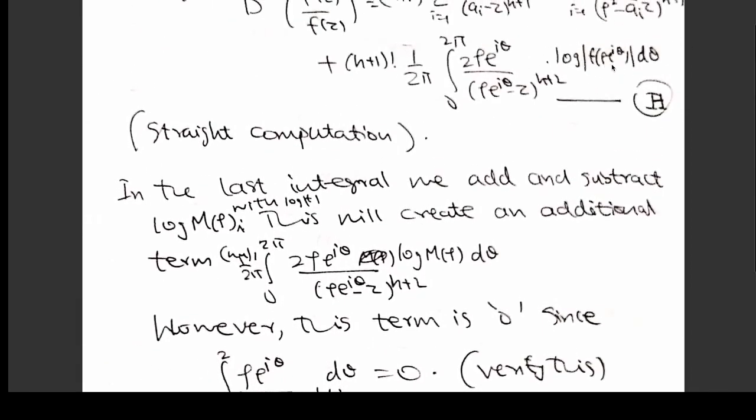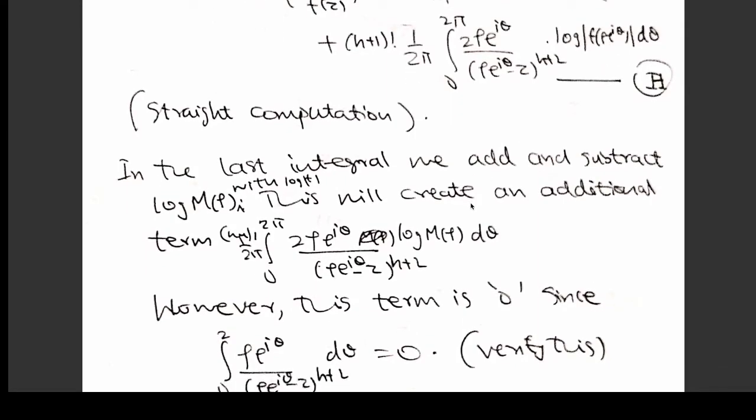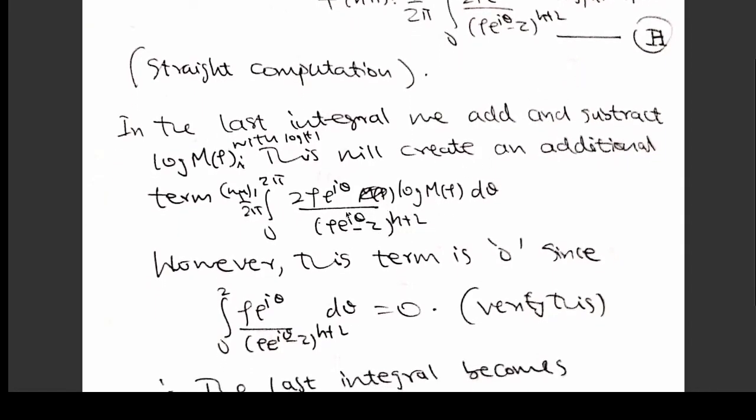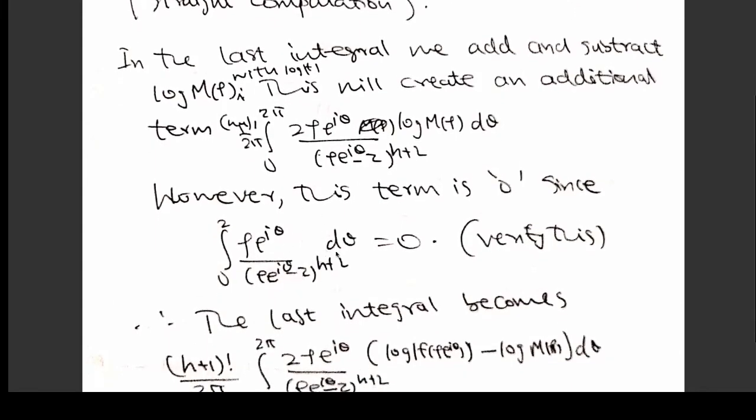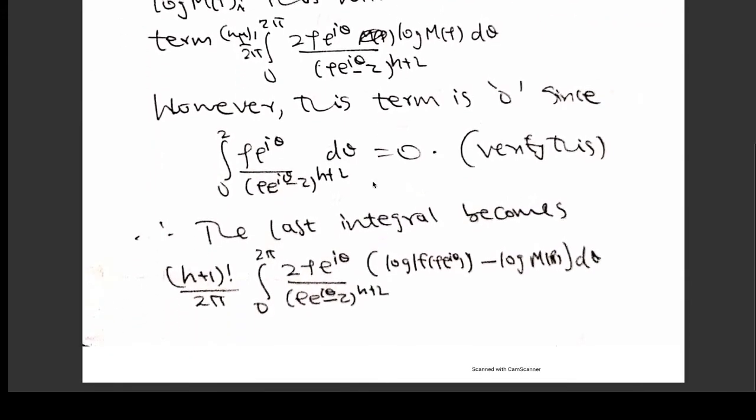So first of all, we look at the integral. Here you add and subtract log mod m rho with this log mod f. But that will not create any difference, because one term will be this into log m rho. That is the additional term which we will have, but you can verify this computation that this integral is actually 0. So this will not create any problem there. So the other term will be this, (h plus 1) factorial by 2 pi into this term. Okay. Now we do the computation here.